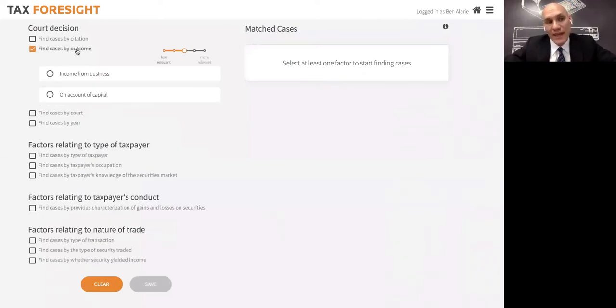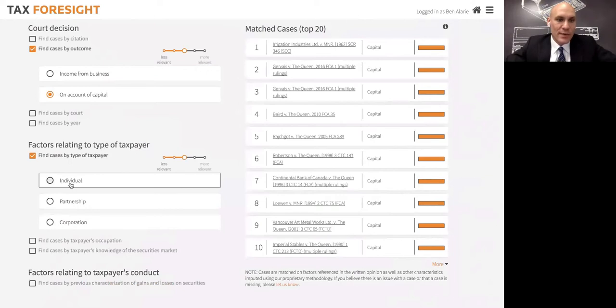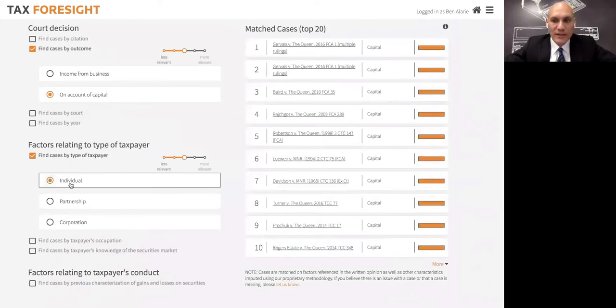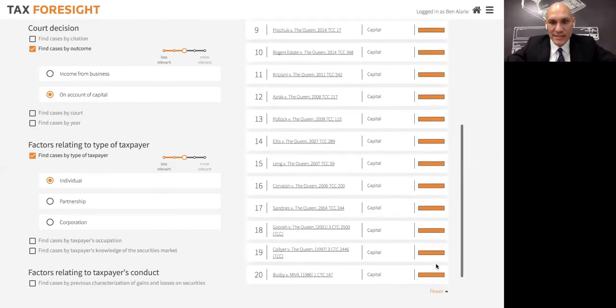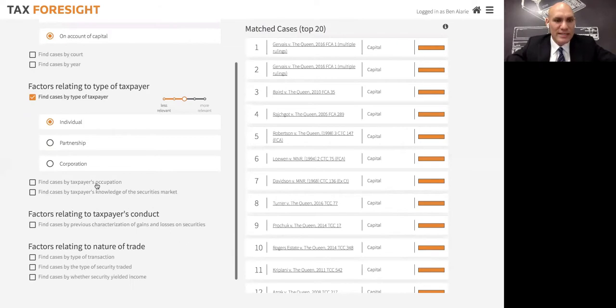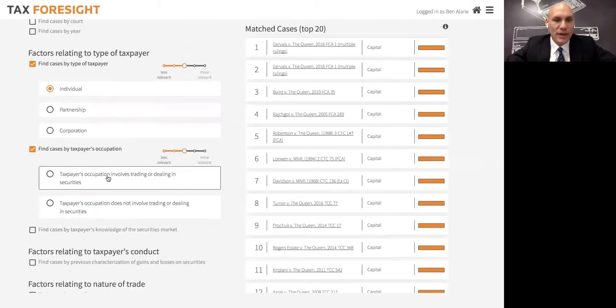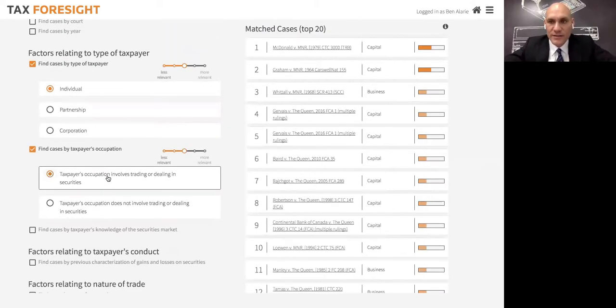So if I were advocating for the taxpayer here, I might say, please system, show me all the cases that went on account of capital. Show me all the cases where the taxpayer was an individual and they went on account of capital. So we can see lots here, right? We can show up to 20 cases at a time. So that's great. Now let's see cases that went capital, where they involved an individual, where the taxpayer's occupation involves trading or dealing in securities.